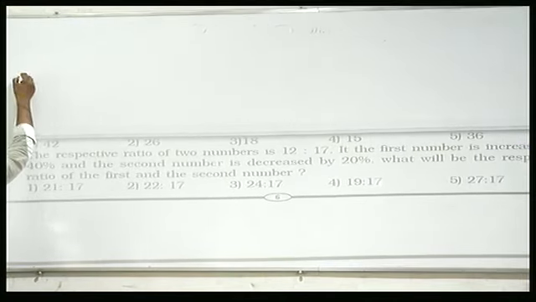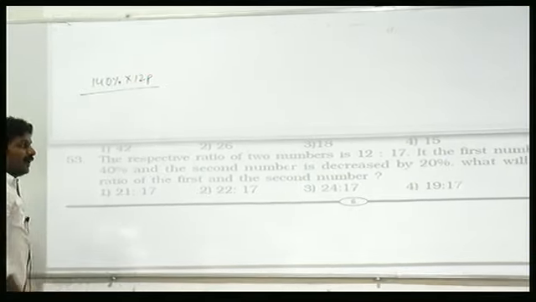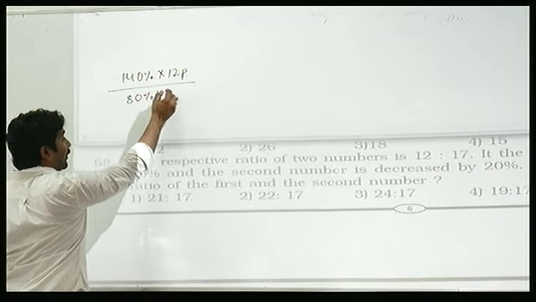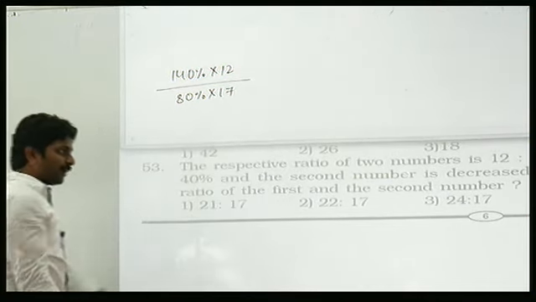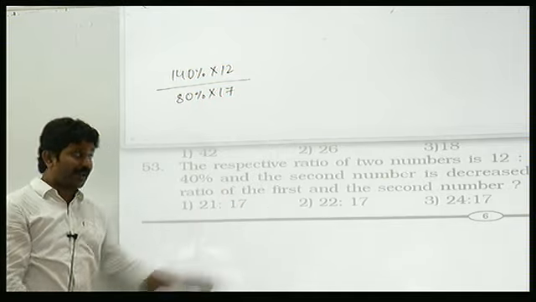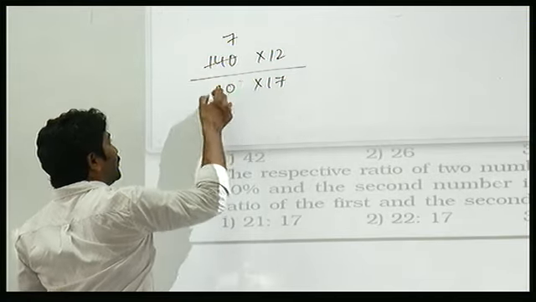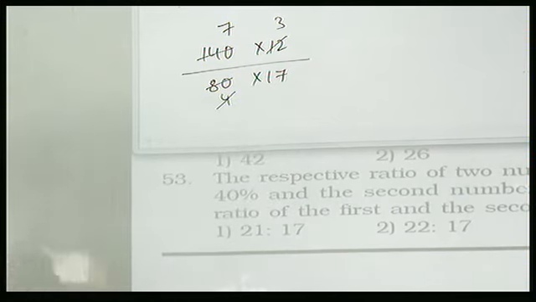53. The respective ratio of two numbers is 12:17. If the first number is increased by 40%, it becomes 140% of 12 parts. And the second number decreased by 20%, it becomes 80% of 17 parts. The parts get cancelled. You're asked about the ratio. What will be the respective ratio of first number to the second number? Percentage cancel. 20, 7 times, 20, 4 times, 4, 3 times, 21 by 17. First option.